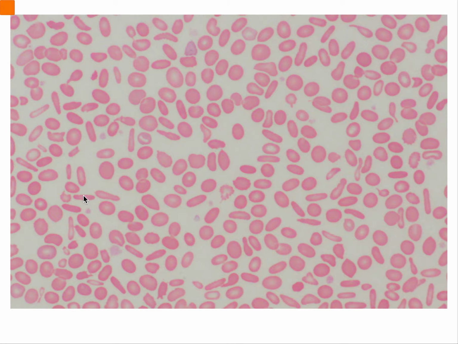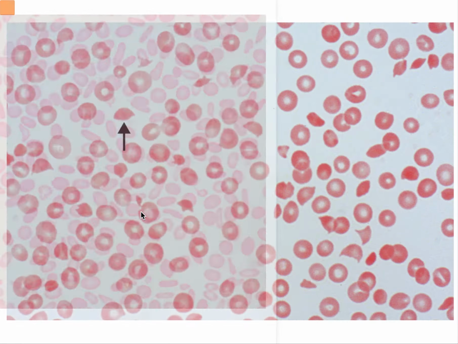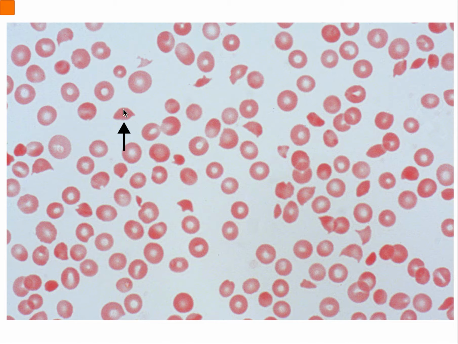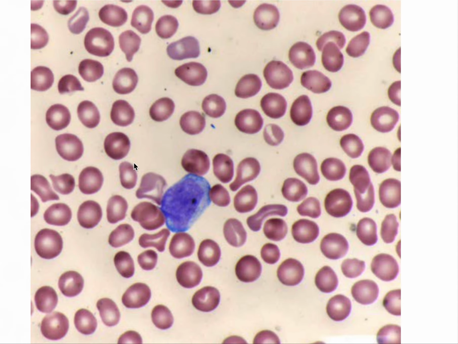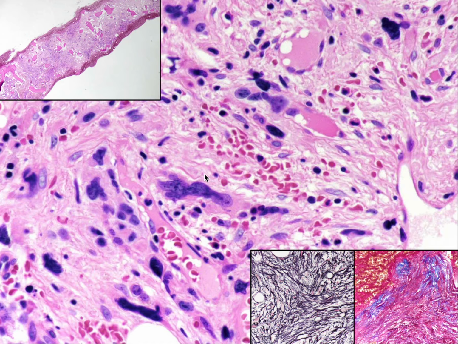Elliptocytes are pencil-shaped, elongated red blood cells, know their associations, and fragments are called schistocytes. Here again, teardrop sign or pear-shaped forms. This is a blast, but this you could see in myelofibrosis. This was a patient with myelofibrosis with all these teardrops, pear-shaped forms with increased blasts, concern for progression.